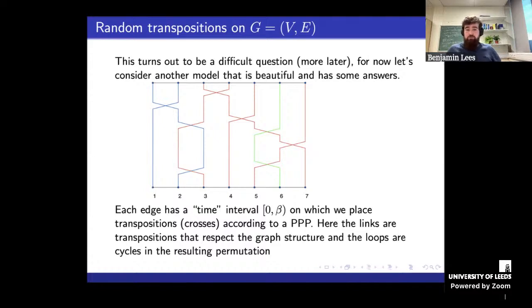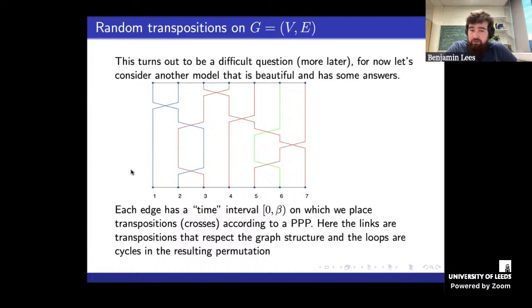So the model is random transpositions, and it works as follows. Let me take a graph. In this case, I just have a line of 7 vertices. These grey lines connecting the vertices we think of as the edges of an underlying graph. And then we attach a Poisson point process to every edge independently and run it over time beta.